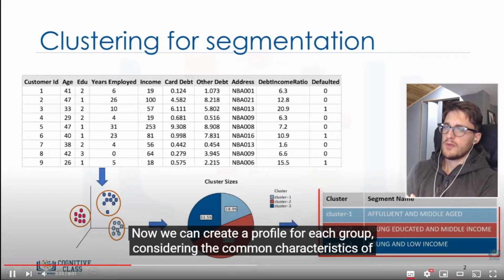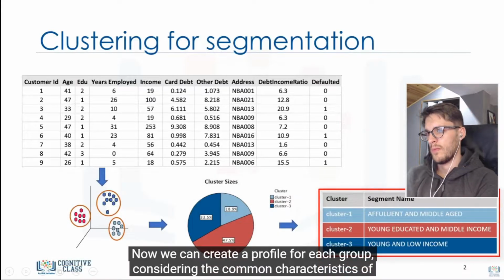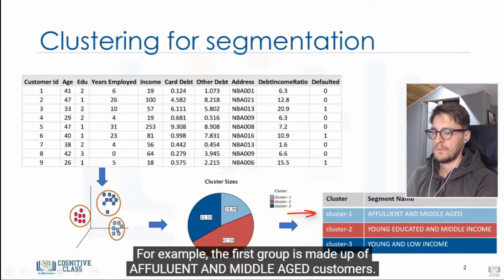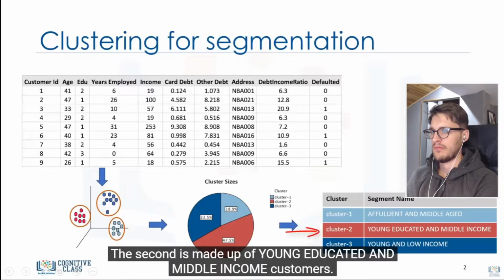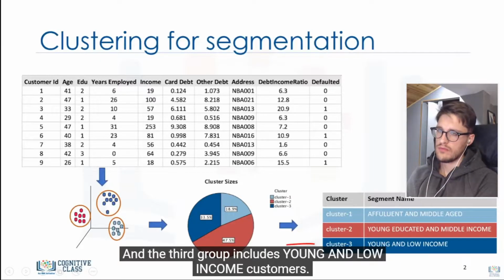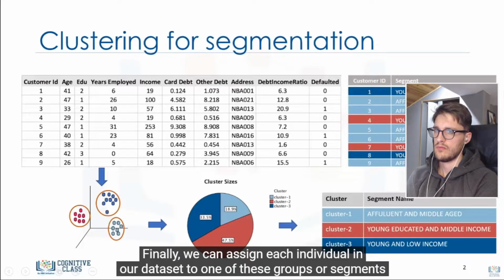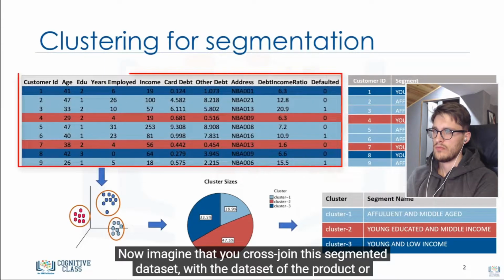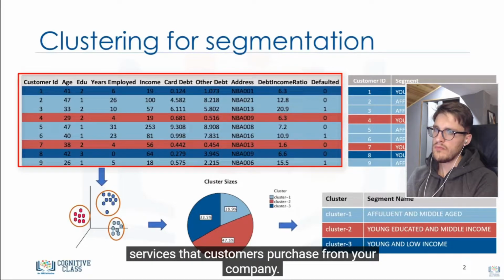Now we can create a profile for each group, considering the common characteristics of each cluster. For example, the first group is made up of affluent and middle-aged customers. The second is made up of young, educated, and middle-income customers. And the third group includes young and low-income customers. Finally, we can assign each individual in our dataset to one of these groups or segments of customers. Now imagine that you cross-join this segmented dataset with the dataset of the product or services that customers purchase from your company.